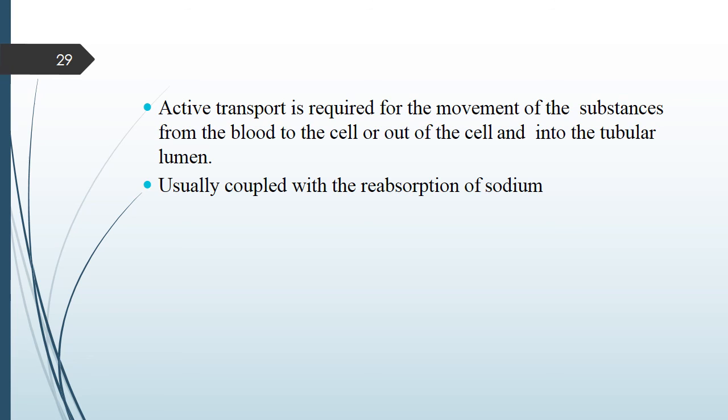Active transport is required for the movement of substances from the blood into the cell or out of the cell and into the tubular lumen, usually coupled with the reabsorption of sodium. These three steps together form the urine, and it will move to the ureters, then to the urinary bladder, and excretion of urine will occur. The urine is clear and amber colored due to the presence of urobilin, a bile pigment altered in the intestine, reabsorbed, then secreted into the kidneys.